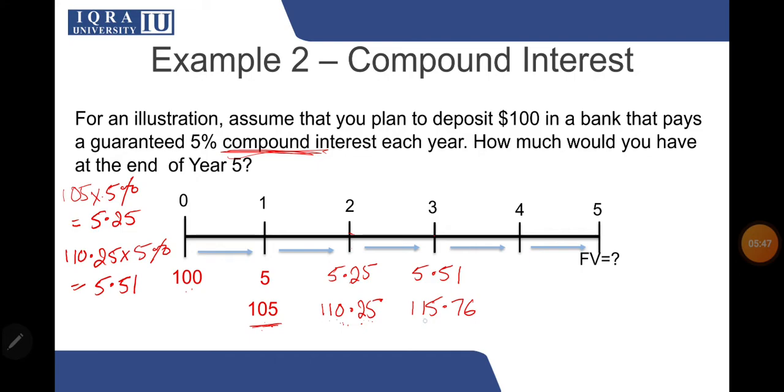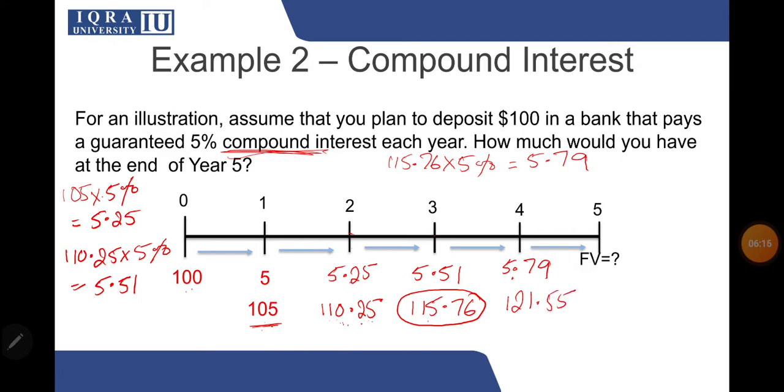115.76. Similarly, now you will get interest on this 115.76. So 115.76 multiplied by 5% will be 5.79. 115.76 plus 5.79 will give you 121.55.